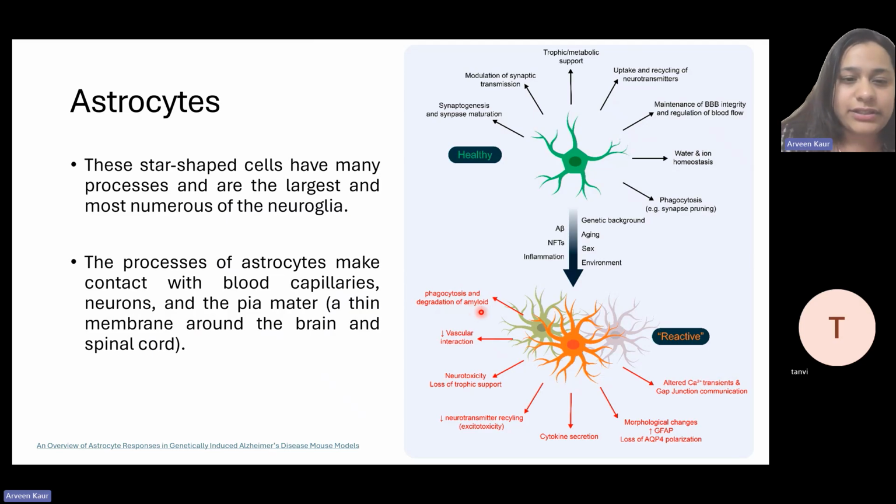Because it is actively involved in that process, the interaction with the vessels is going down, right? So if the interaction with the vessels is going down, then what happens? The blood-brain barrier integrity is actually lost. Then it might also cause neurotoxicity because of loss of trophic support. Then the neurotransmitter recycling capability is going down, due to which what happens? Excitotoxicity. Now, what is excitotoxicity?